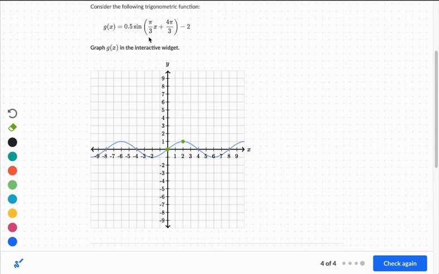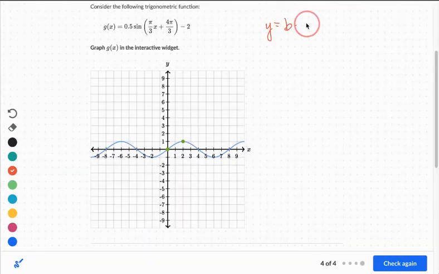So here's our function they want us to graph: 1/2 sine (pi over 3 x plus 4 pi over 3) minus 2. So many things going on in this. So let's just go step by step. I'm going to write the general guy up here with the letters that we use.